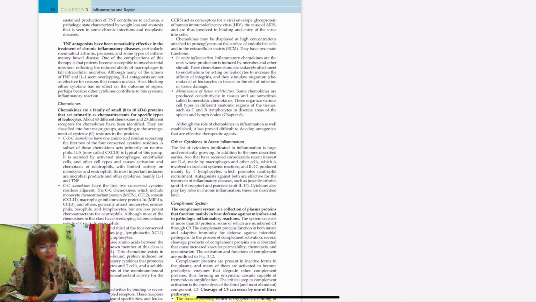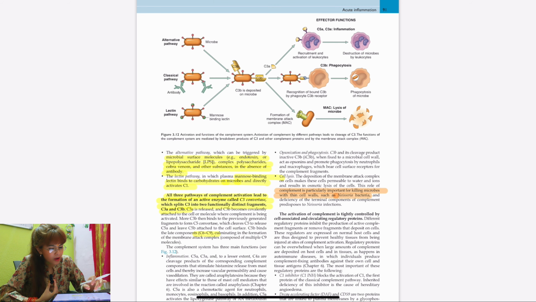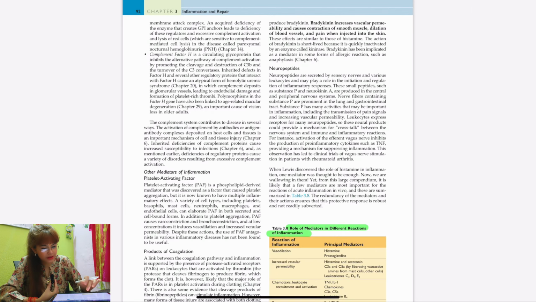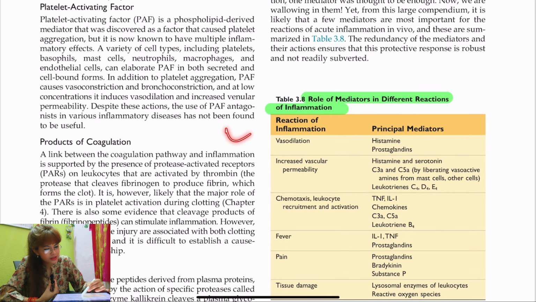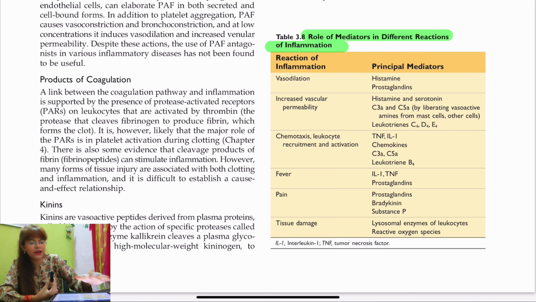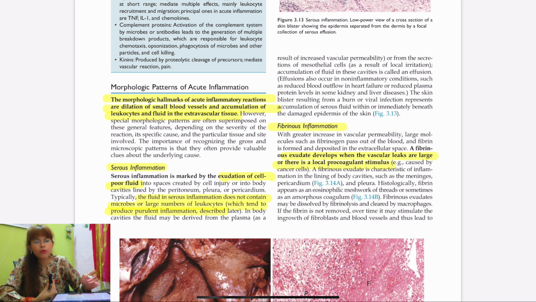Now I have skipped the complement system. You can read this very well in your microbiology. Complement is particularly important in killing of the Neisseria bacteria. Just a short point here, this is again important, the role of the mediators and which mediators are released in all these conditions. Like in fever you have interleukin 1 and TNF. In pain you have this, in tissue damage you have this. So it's not that important, but go through it because this will ultimately give you some idea for the MCQs.